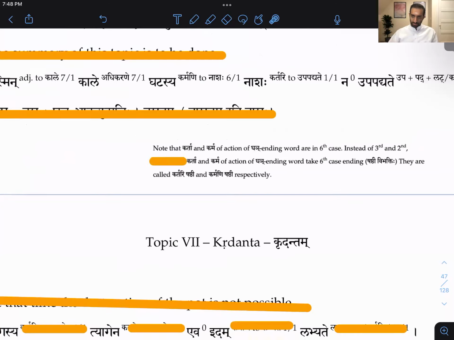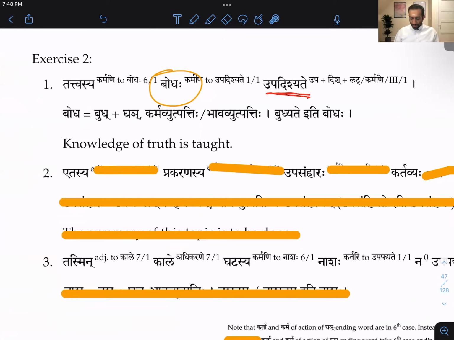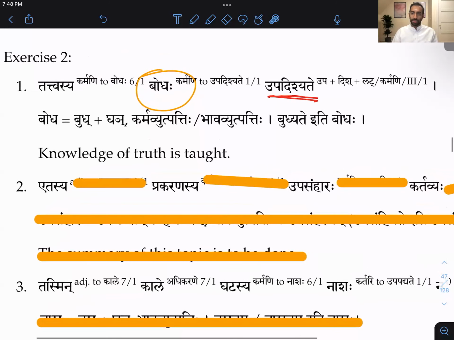So going back to this example, tattvasya bodhaha. So the knowledge, what are we trying to know? What is the object of know? The object of what we're trying to know is tattvam. Tattvasya is the truth. So it's the karma of know. It's the object of knowing. It's going to be in karmani shashti. So karmani to bodhaha shashti vibhakti ekavachan.